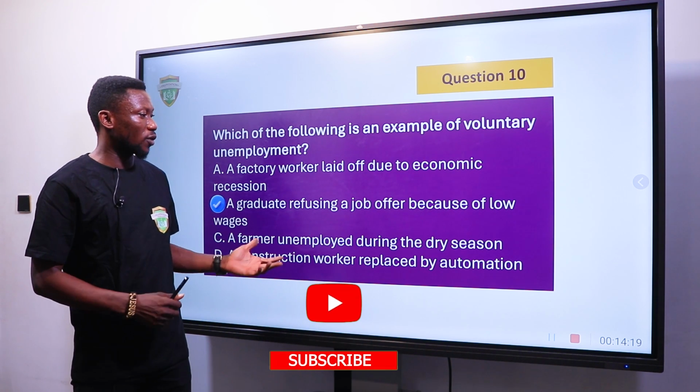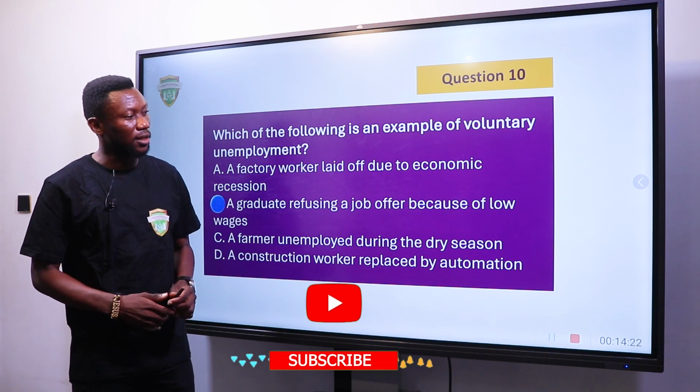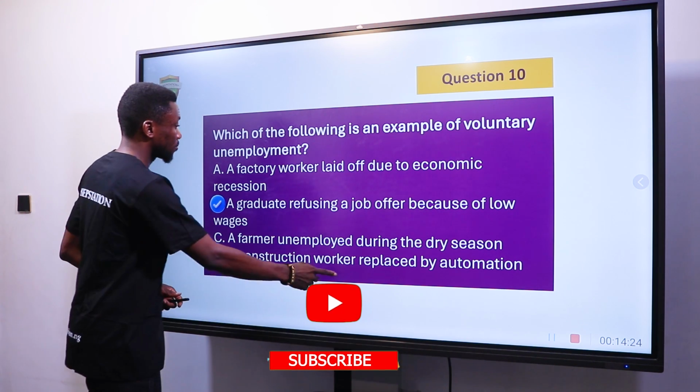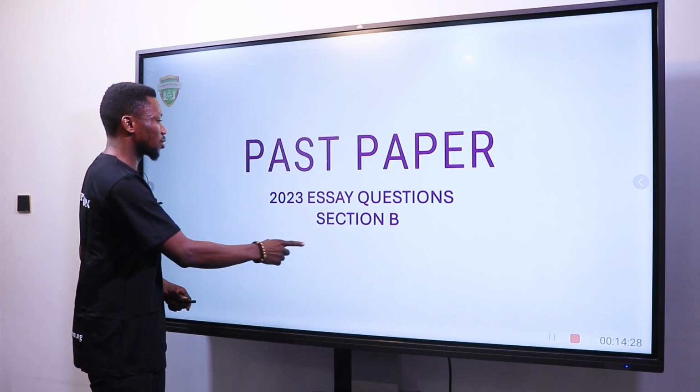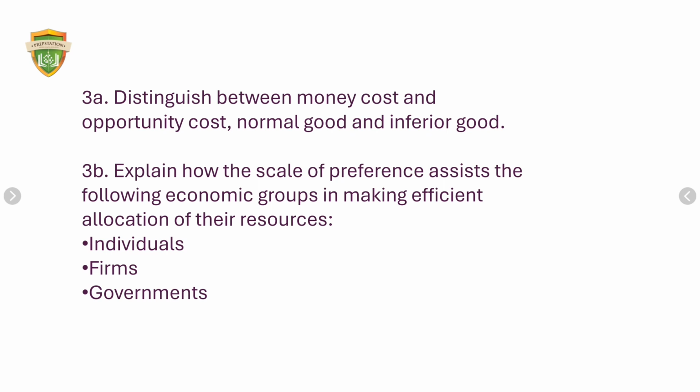So we're done with the objective questions. Now let's take a look at essay questions. So past papers, essay questions, section B, let's look at some questions. 3A says, distinguish between money cost and opportunity cost, normal good and inferior good.